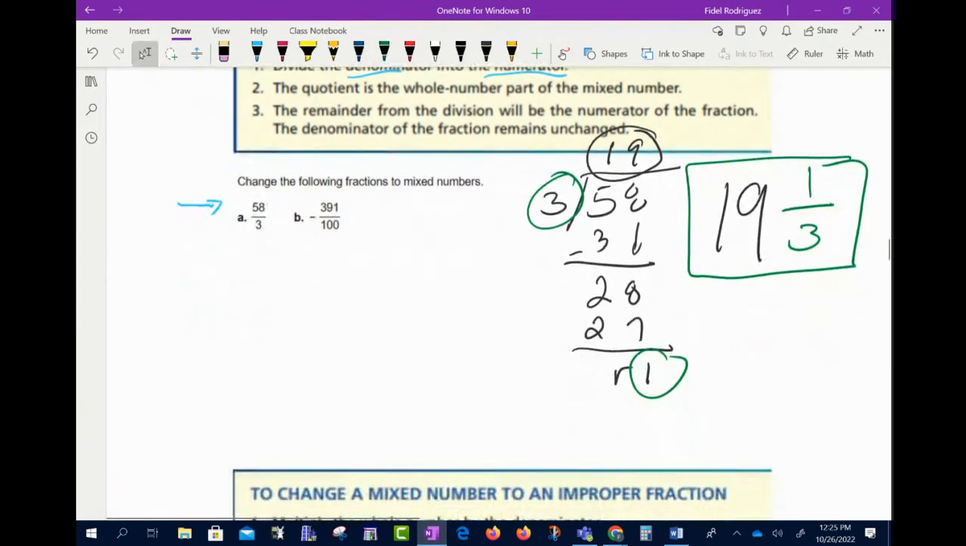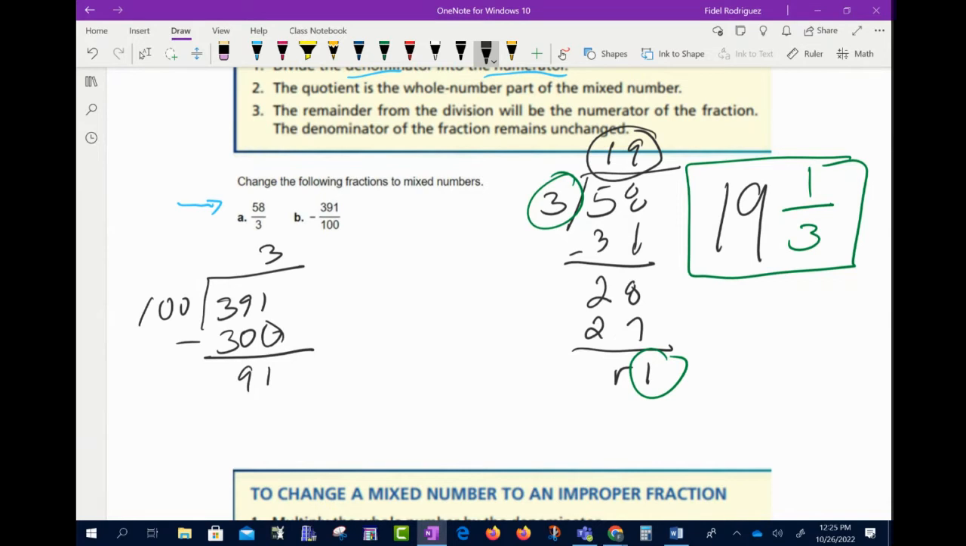Now, when we look at part B, I know there's a negative there. Don't worry about the negative right now, okay? We'll worry about the negative in a little bit. We're going to do the same thing. We're going to say, what's 391 divided by 100? Well, 100 goes into 391 3 times because that's going to give me a 300. And when I subtract, that's going to give me a 91.